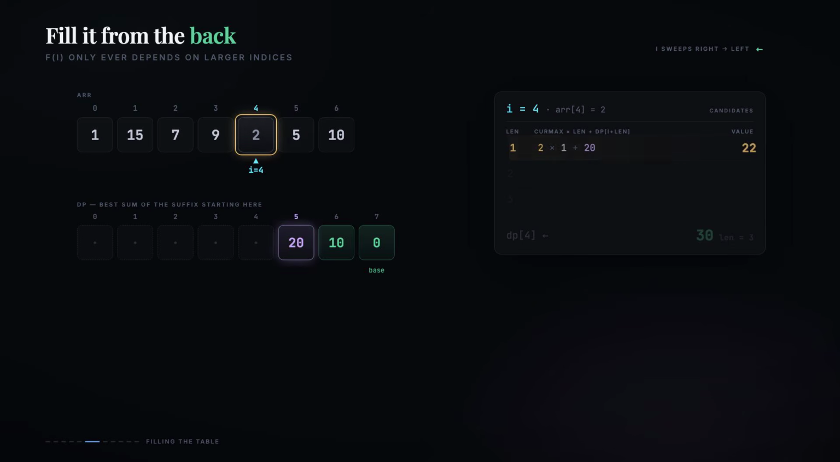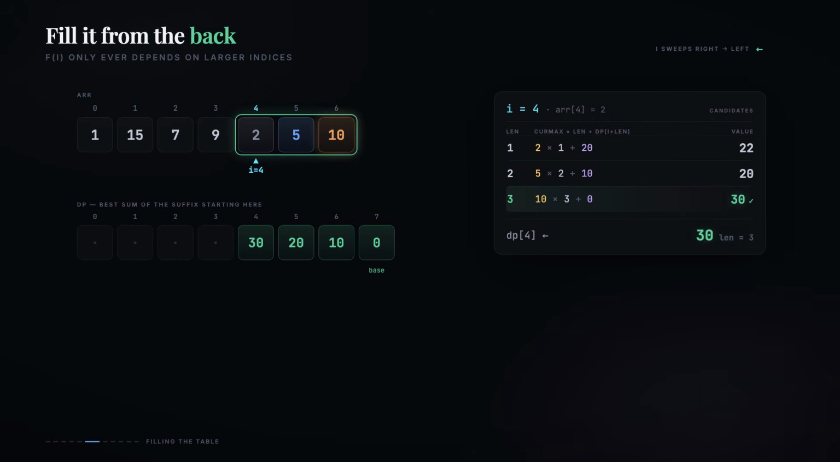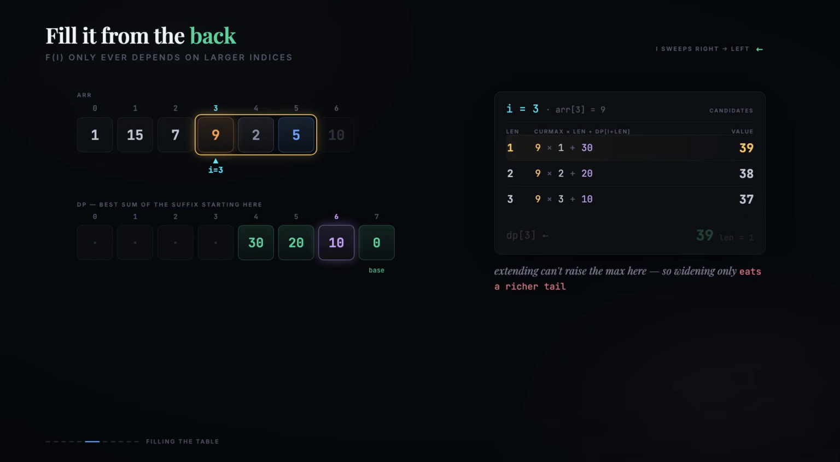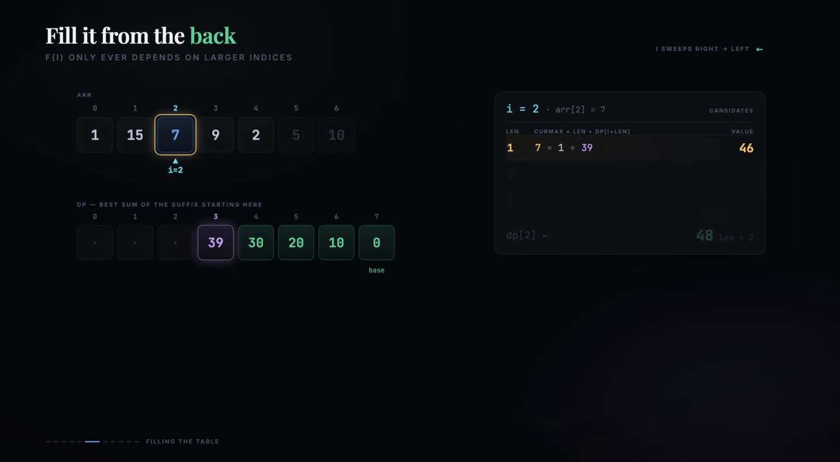At 4, 3 options, and the third one, a full window of 2, 5, 10, pays 10 times 3, 30. At 3 sits the 9. Here, extending hurts. The maximum stays 9, while the tail we give up is worth more than we gain. Length 1 wins, 9 plus 30, 39. At 2, length 2 wins. Window 7, 9. Max 9, times 2, plus dp4, 48.